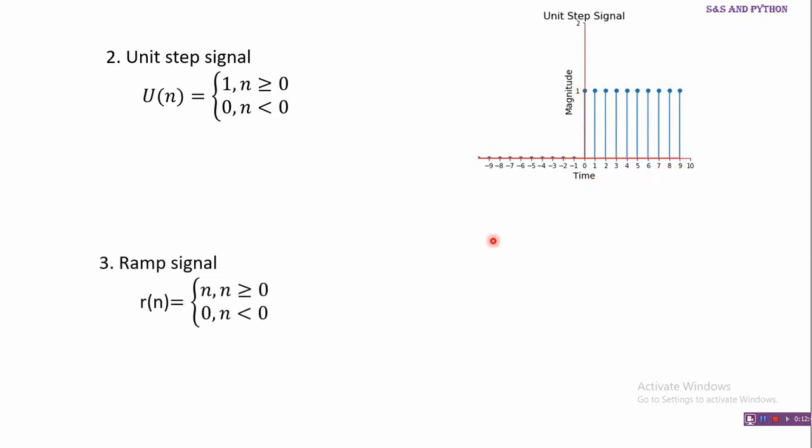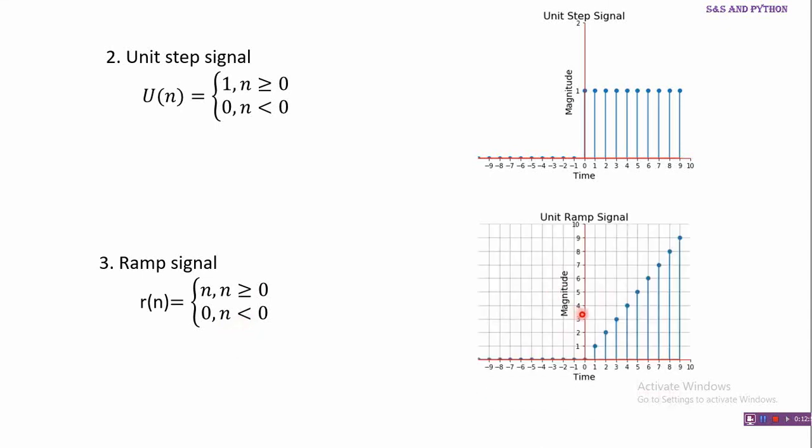So next is the ramp signal. The ramp signal is defined as r of n is equal to n for n greater than or equal to 0, and it is 0 for n less than 0. Graphically it is represented like this. When n is 1, its value is 1. When n is 2, its value is 2. So it is a discrete time unit ramp signal.